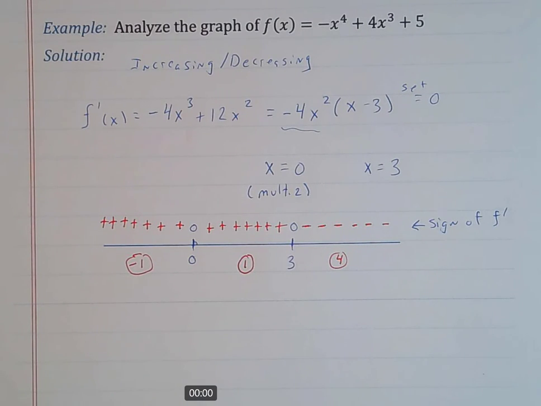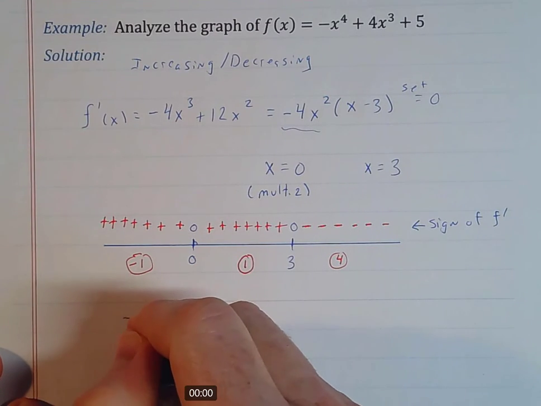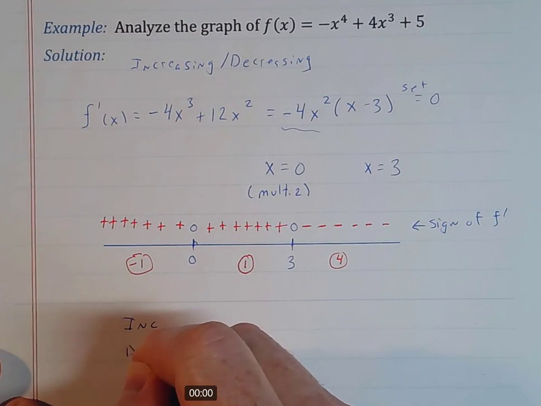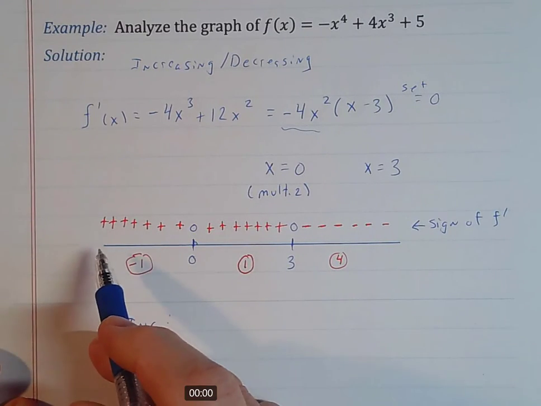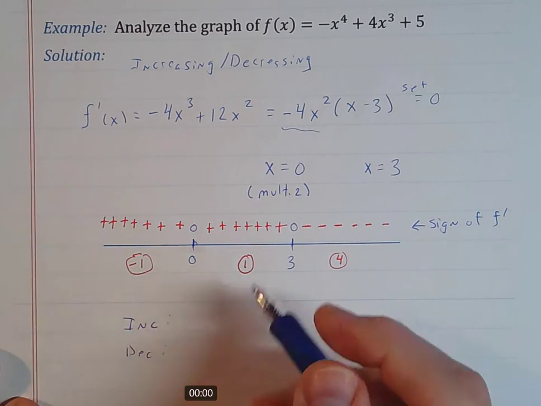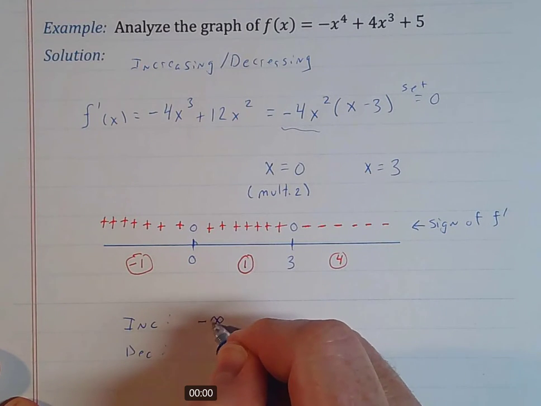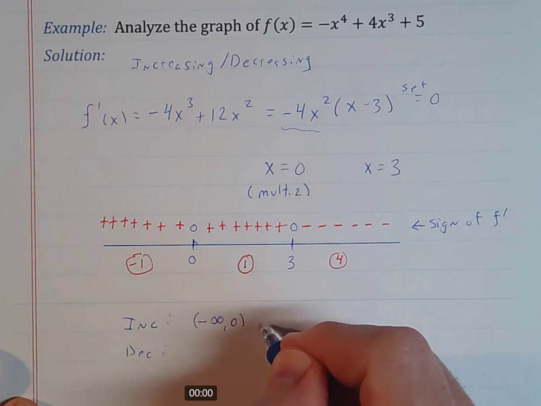So what have we done? Well, we've pretty much identified where this thing is increasing and decreasing. And it looks to me like it's increasing from negative infinity. Remember, this thing just goes on out forever. So negative infinity over to 0, and also from 0 to 3.